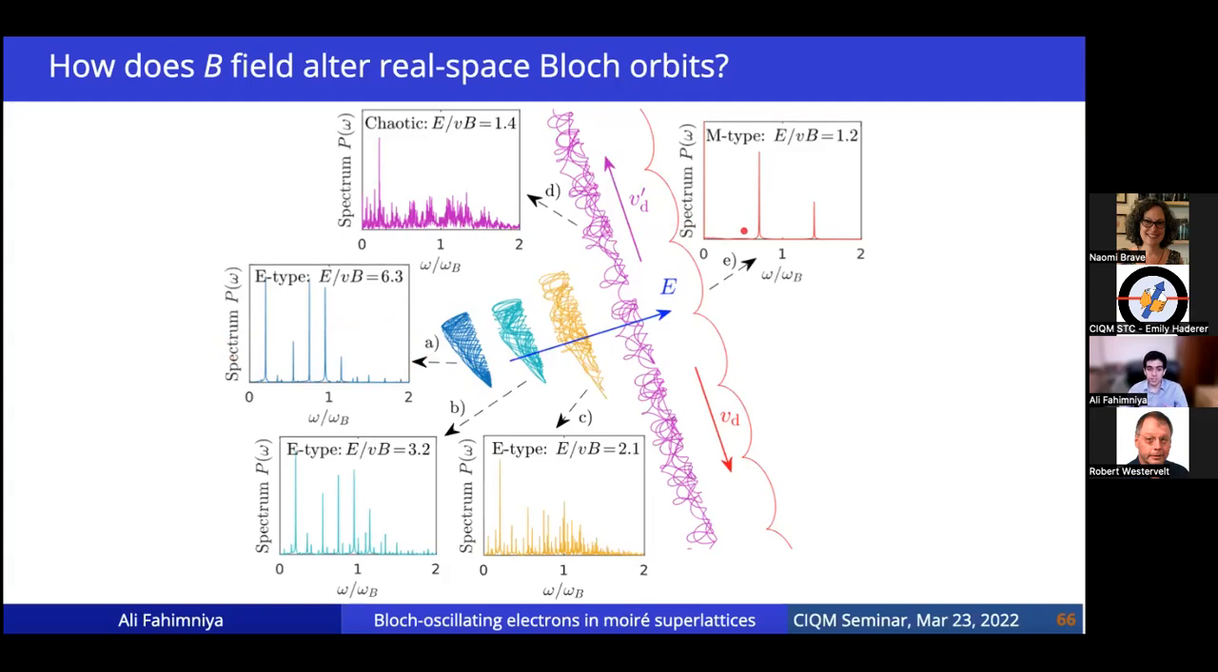at large enough magnetic fields, the electrons, if you look at the power spectrum, oscillate at a single cyclotron frequency and its harmonics. And in the real space, they actually drift in the direction perpendicular to the electric field. And this is a normal drift, both in direction, that is described by the cross product of electric and magnetic fields, but also in magnitude. And we call these orbits magnetic type.